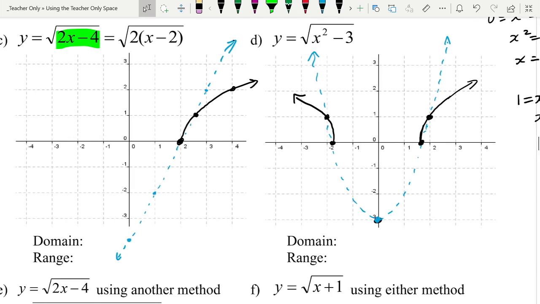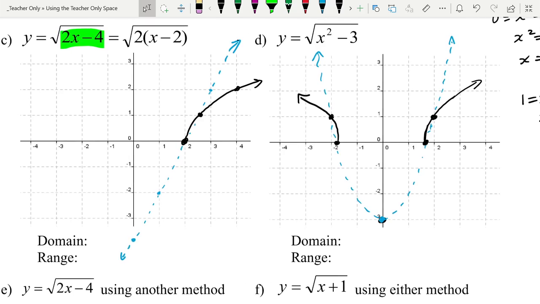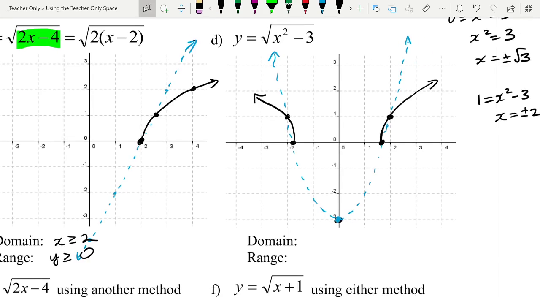What about these two? Well, my domain is x is greater than or equal to 2, and my range is y is greater than or equal to 0. This one's where it gets a little harder. I have to write this in 2 parts. X is less than or equal to negative root 3, and x is greater than or equal to positive root 3.